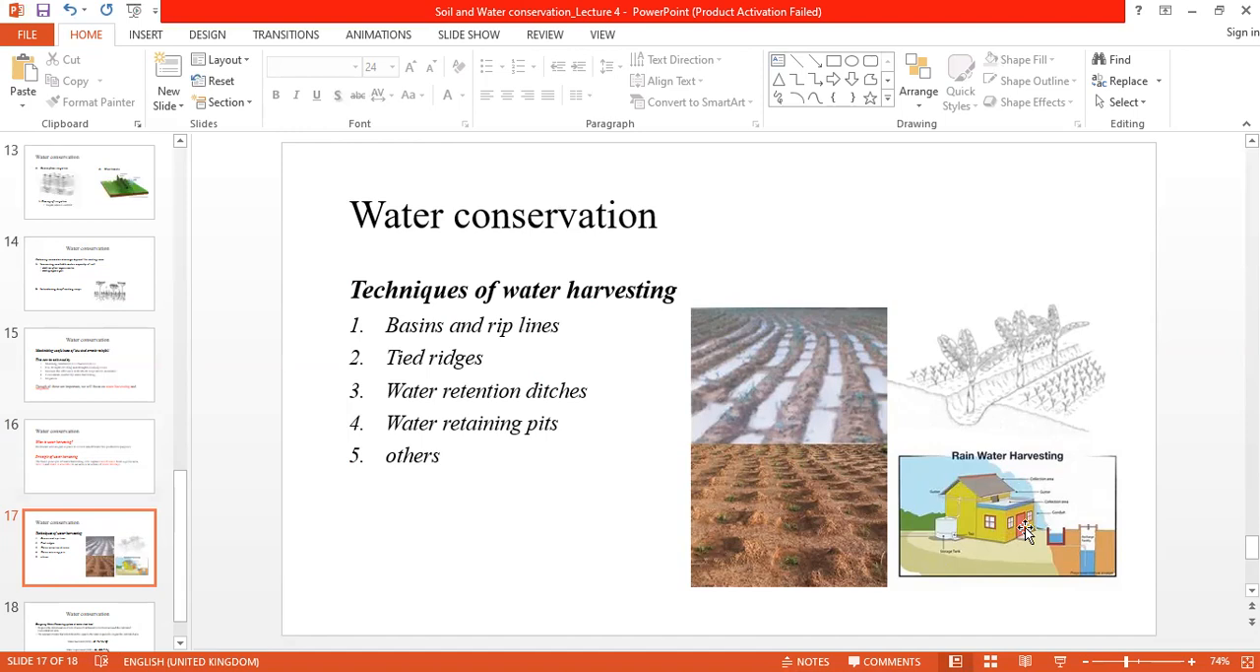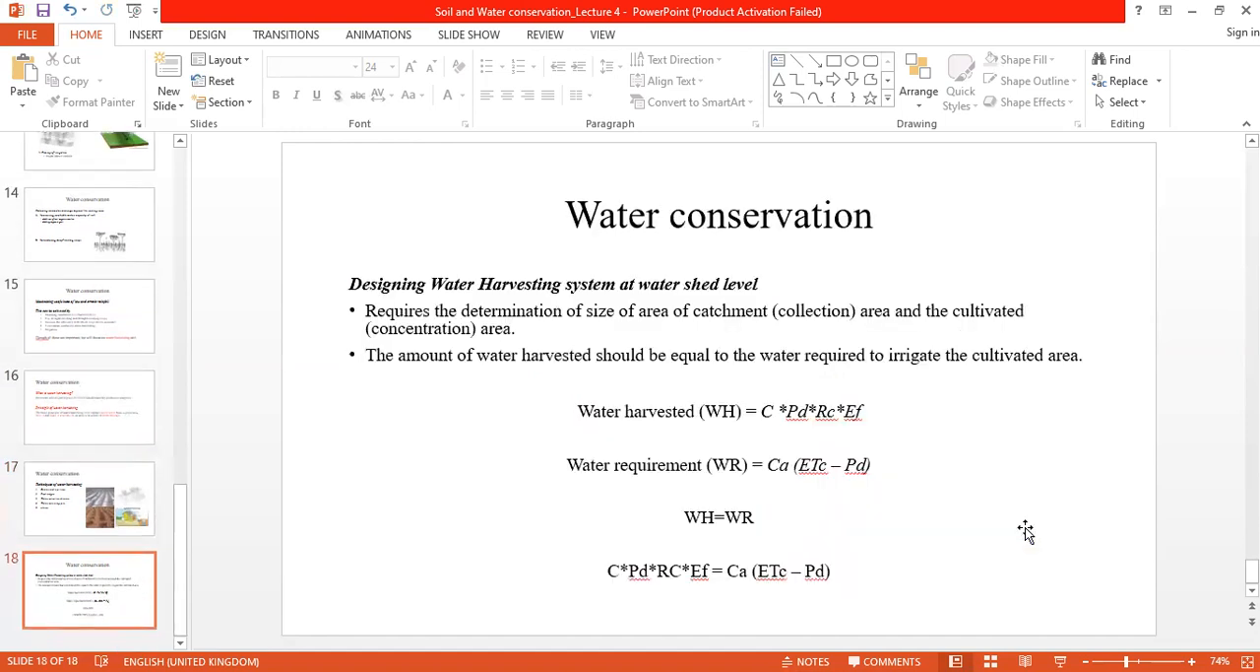But if you are going to design a water harvesting system, for example, at watershed level or a catchment level, there are certain things that you need to consider, because effectively what you want is that the water that you harvest should be equal to the amount of water that your plants require.